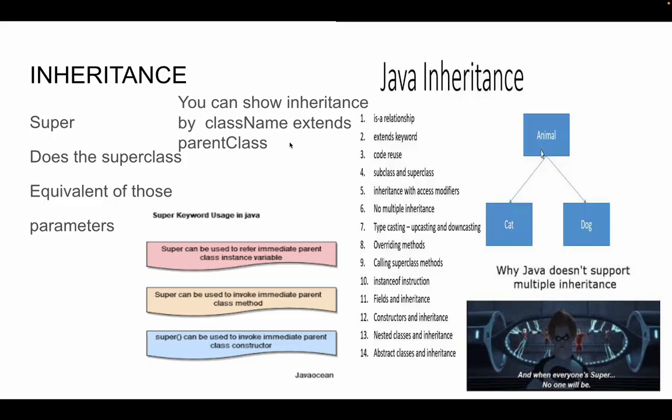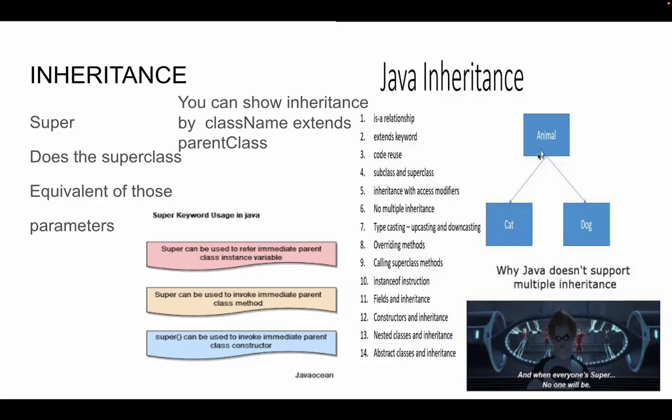Okay, on to inheritance, something you'll never get. So basically you show inheritance by using your class name extends whatever parent class you want. So what really is inheritance in Java? Basically, inheritance states an is-a relationship. So cat is an instance of animal. It's just that cat has a couple extra methods that animal cannot access. But cat can access the methods that are in animal.